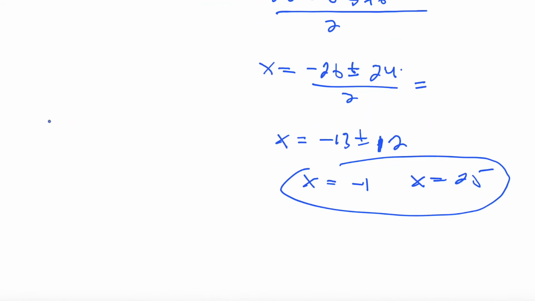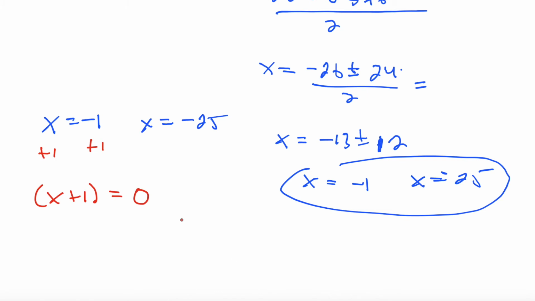X intercepts. So there you go. X equals negative 1. X equals negative 25. Okay, move that 1 to the other side. So you go, x plus 1 equals 0. Plus 1, plus 1. X plus 1 equals 0. I'm going to write it like that.